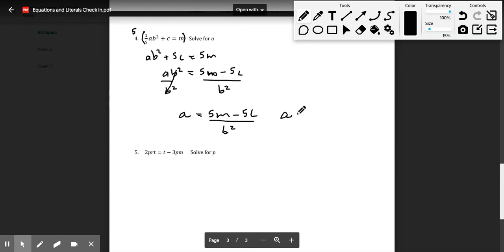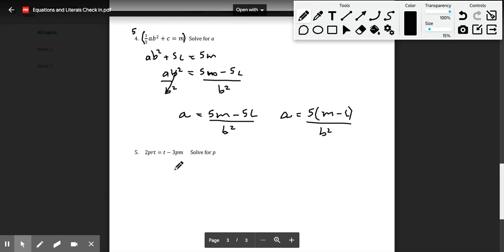Another one I saw was this, which I thought was great: 5 parentheses m minus c over b squared. These are two equivalent ways that you can write the same thing. This first one had the distributive property done, and this one has it outside. Both of those are outstanding ways.